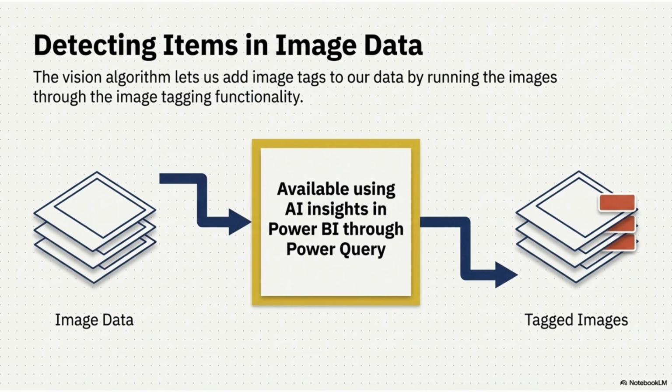So now we have covered the text version, right? Now let's shift from text to images. Power BI can also analyze image data using AI. You provide the images and the system processes them using the AI models. Then it identifies the objects inside the image. This is called image tagging. The vision algorithm lets us add image tags to our data by running the images through the image tagging functionality. So this will be the image data, and it will be given to the available AI insights in Power BI through Power Query. And the images will be tagged.